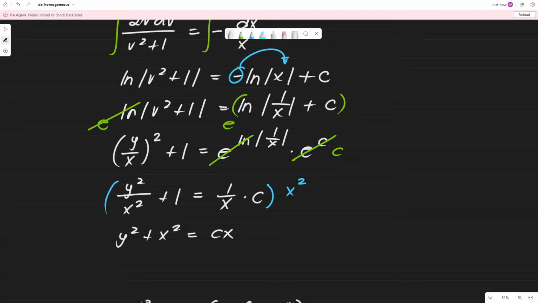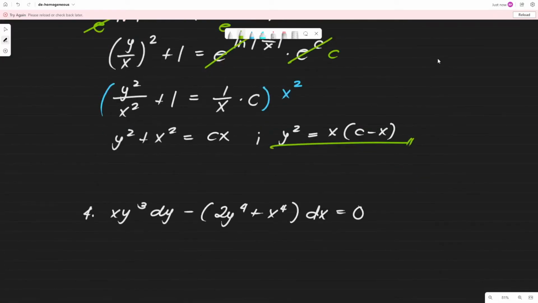Then lipat natin si x squared sa kabila, no? So we will arrive with y squared is equal to cx minus x squared, common si x, so we can factor out x times c minus x. This is the solution to the given differential equation. Okay? So, basic, no? Napakadali.